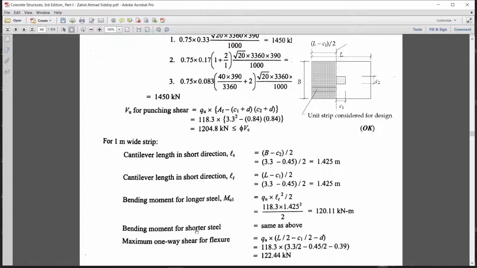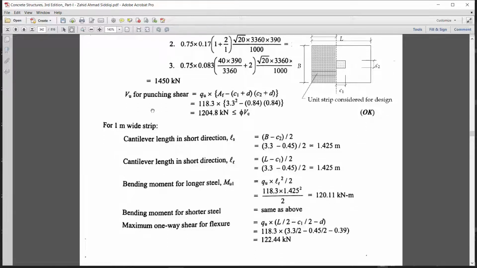Now the two-way shear check is okay. Now I will check for one-way shear. For the calculation of one-way shear, we have to calculate at a distance d from the face of the support. So QU into L minus C1 by 2, you will get this length, or you can say L by 2 minus C1 by 2 minus d. You will get the applied shear value for one-way shear at a distance d.